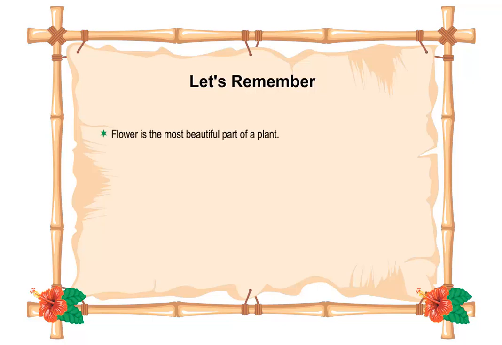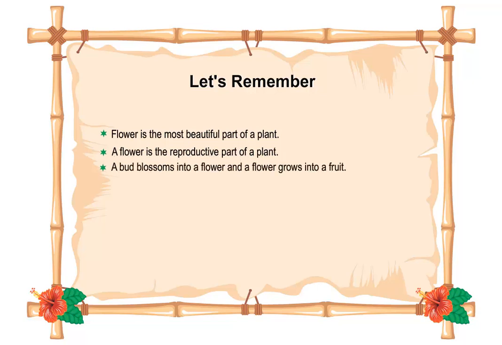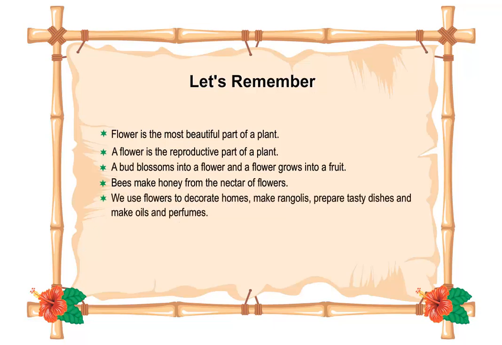Let's remember. Flower is the most beautiful part of a plant. A flower is the reproductive part of a plant. A bud blossoms into a flower and a flower grows into a fruit. Bees make honey from the nectar of flowers. We use flowers to decorate homes, make rangolis, prepare tasty dishes, and make oils and perfumes.